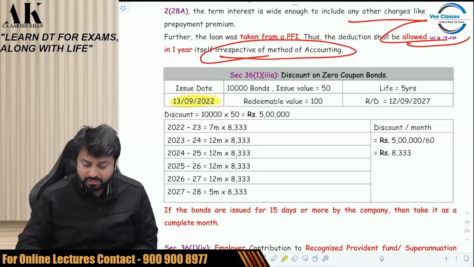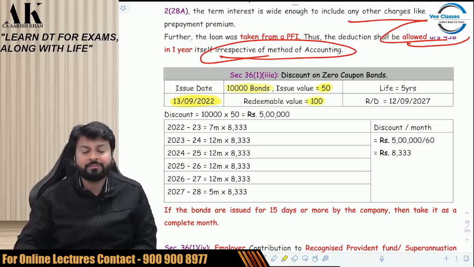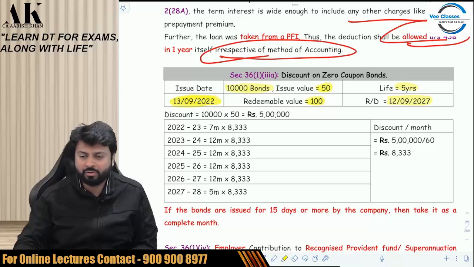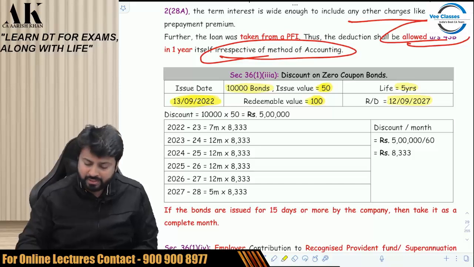Suppose I am issuing bonds on 13th of September 2022, 10,000 bonds in quantity, issue value 50, redeemable value 100. The life of the bond is 5 years, and therefore I am redeeming the bond immediately after 5 years, that is on 12th of September 2027, when 5 years will be completed. Okay. Now, what is my total cost? What is my total cost? My total cost is 100 minus 50, that is 50 rupees into 10,000 bonds. So my total cost is 5 lakh rupees.